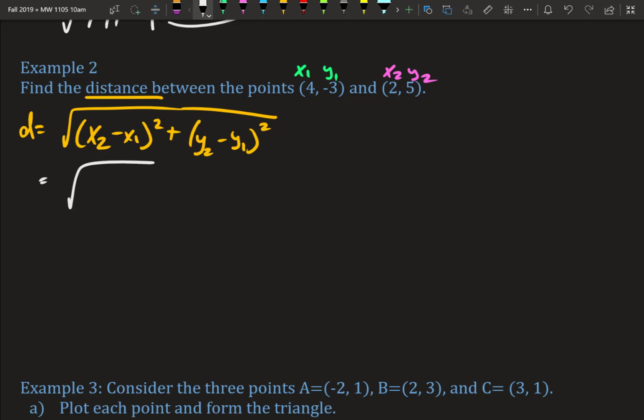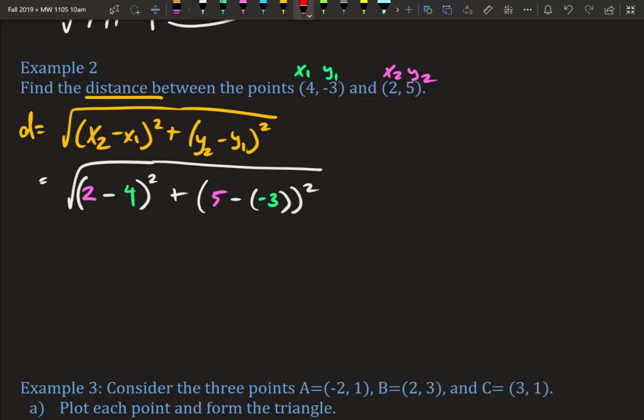So we have x2, which is positive 2, minus x1, which is positive 4, and we're going to square that, and that's plus y2, which is 5, minus y1, which is negative 3, and since that's a negative, we're just going to wrap it in parentheses. And that's all squared. So let's go ahead and simplify.